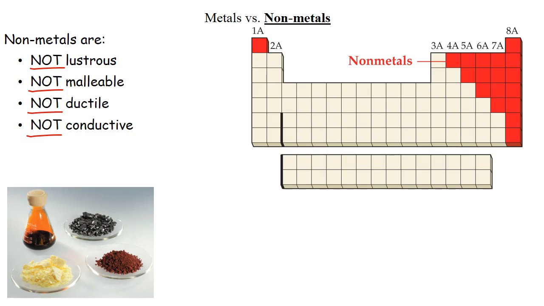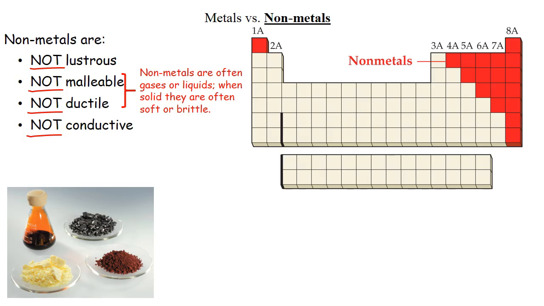Now malleable and ductile are listed here because whenever nonmetals are present as a solid substance, they tend to be kind of brittle or soft. So you can see the solids that are listed down at the bottom there, they're not metallic at all. They're powdery. But nonmetals are often gases or liquids. Okay, so it's very rare for a metal to be a liquid. Mercury is the only metal at room temperature that is a liquid. All of the other ones are solids at room temperature, but nonmetals are very often gases or liquids.